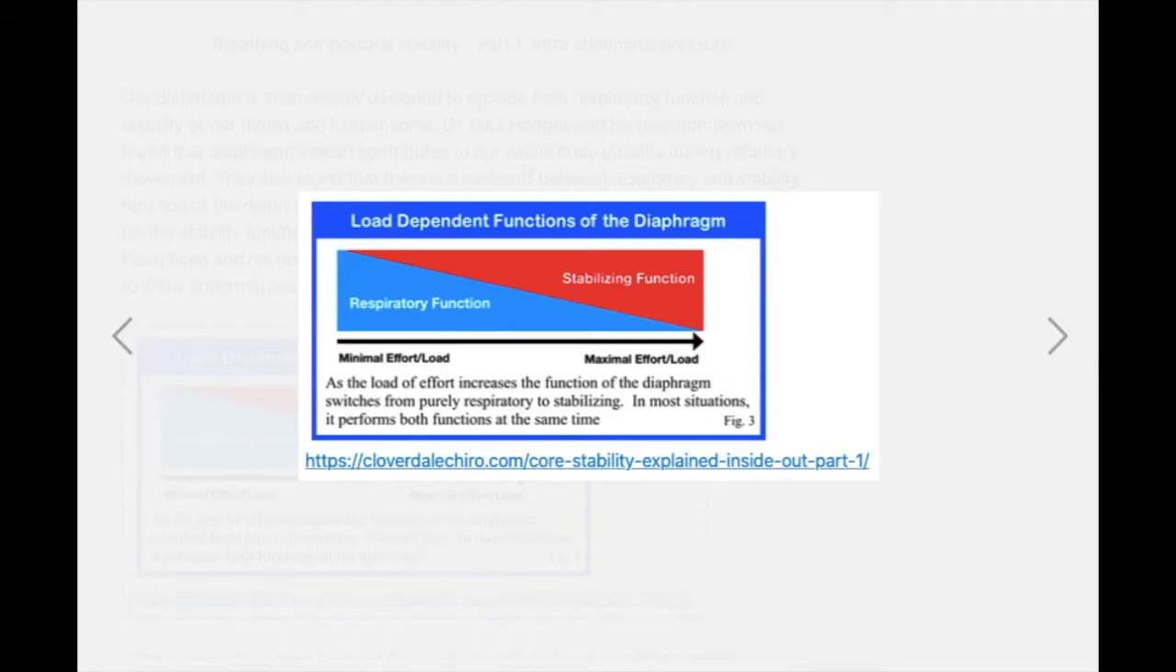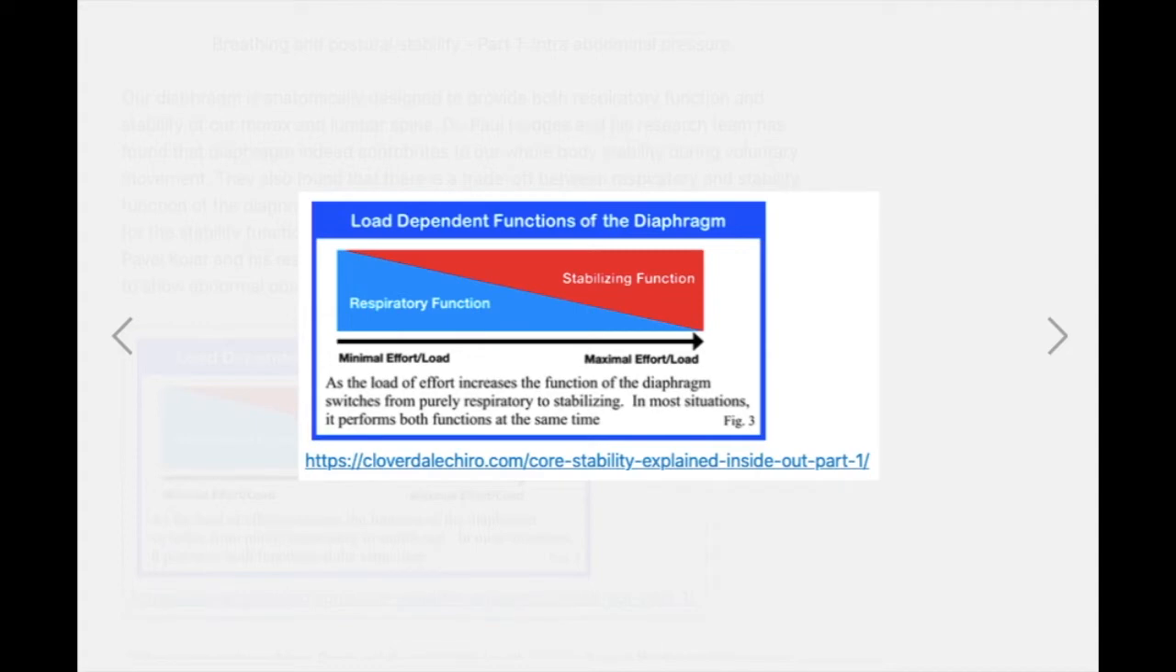Our diaphragm is anatomically designed to provide both respiratory function and stability of our thorax and lumbar spine. Dr. Paul Hodges and his research team have found that the diaphragm indeed contributes to our whole body stability during voluntary movement. They also found that there is a trade-off between the respiratory and stability functions of the diaphragm.